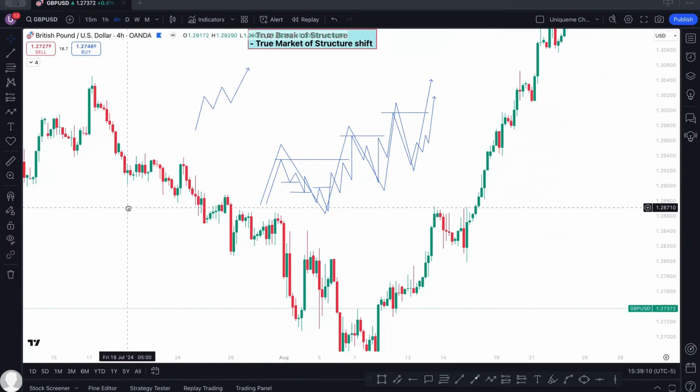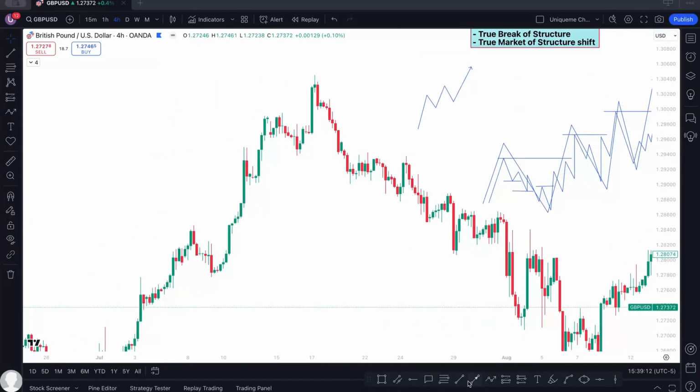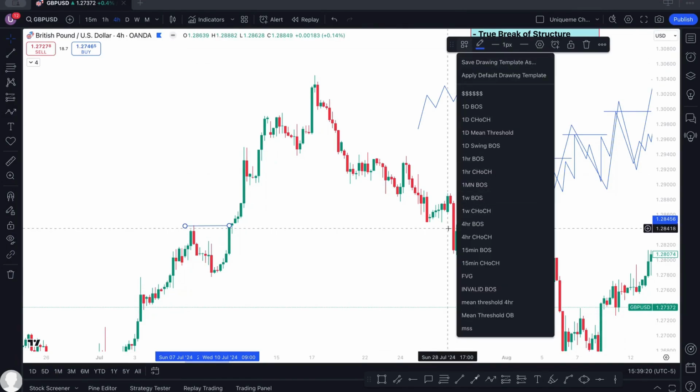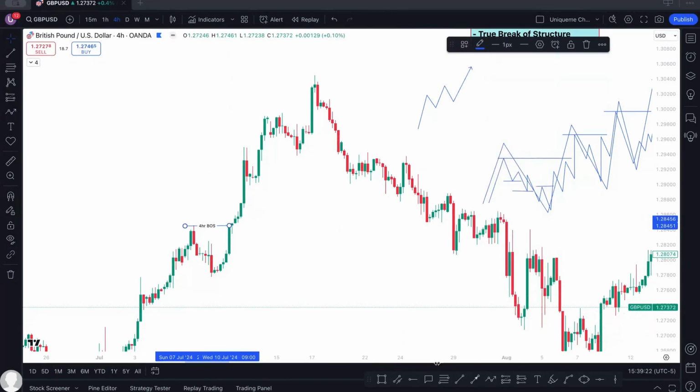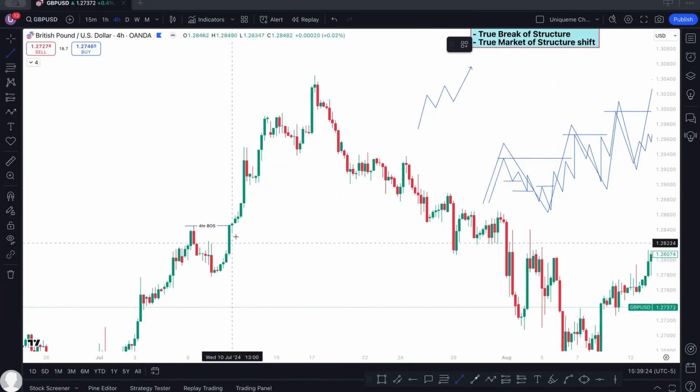Simple and short. Now, let us mark a structure here. I'm on the 4 hours time frame. So I'm going to come here and we have a break of structure on 4 hours. I won't consider this a break of structure.